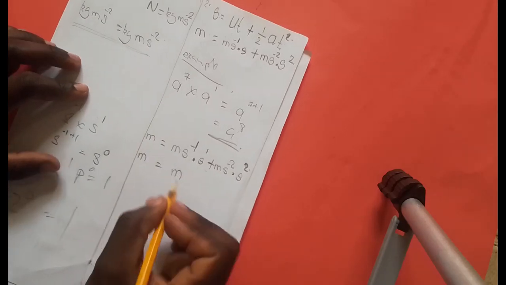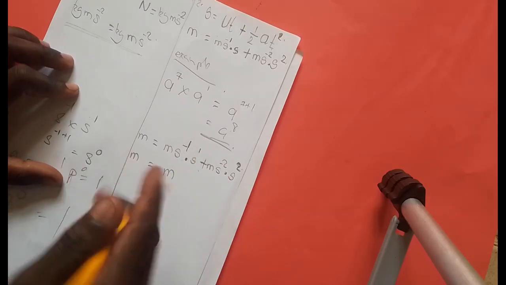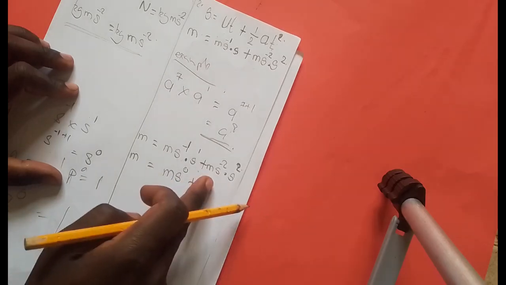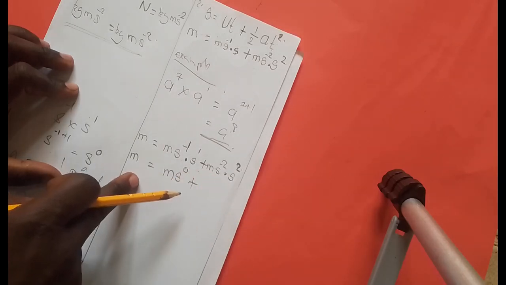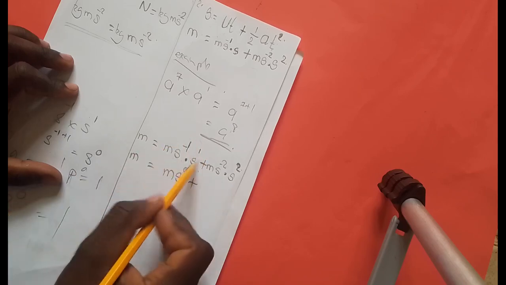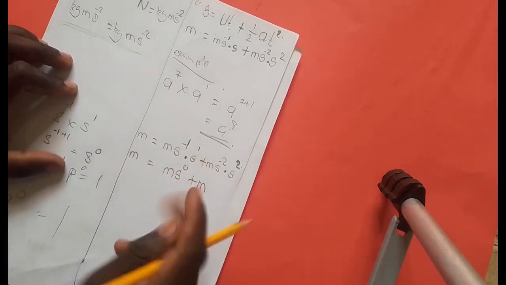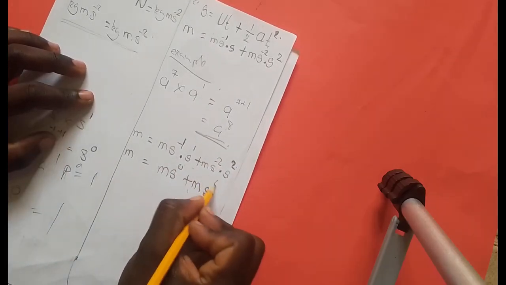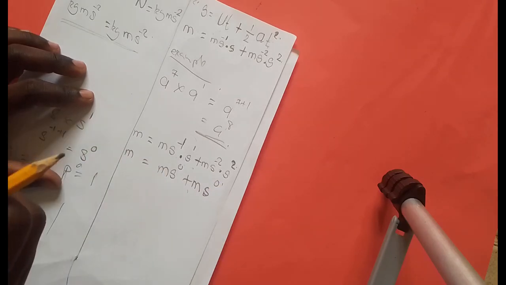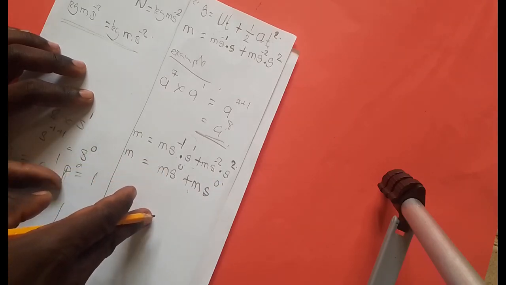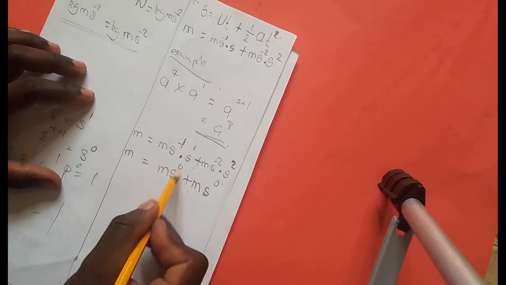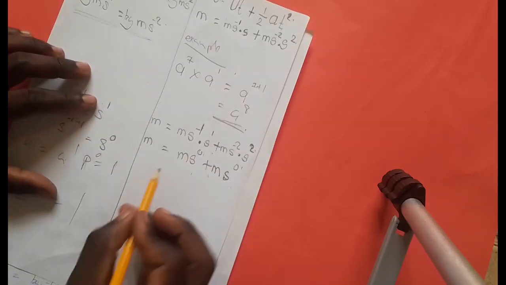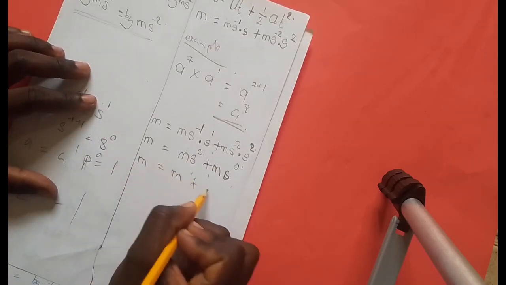Plus, m will be equal to m s to the power 0 from calculating this part, plus m s to the power negative 2 plus 2, which will also lead us to s to the power 0. I want you to keep in mind that anything raised to the power 0 is 1, so s to the power 0 will be 1. Our equation now translates to m equals m plus m.